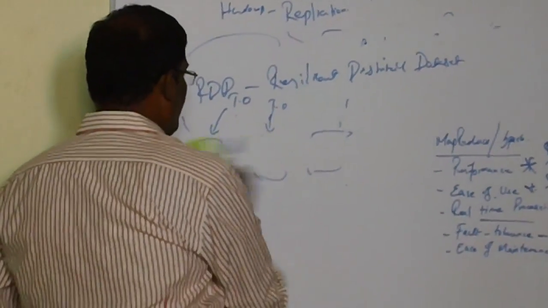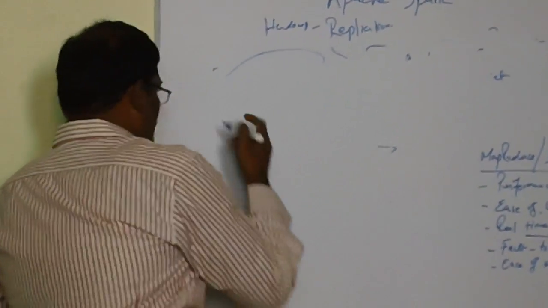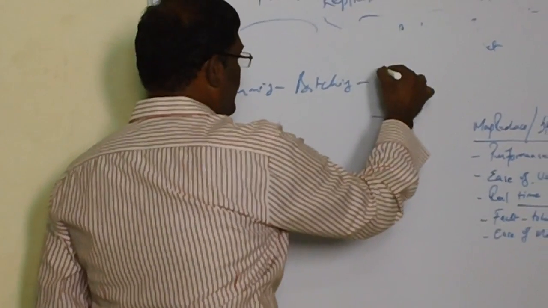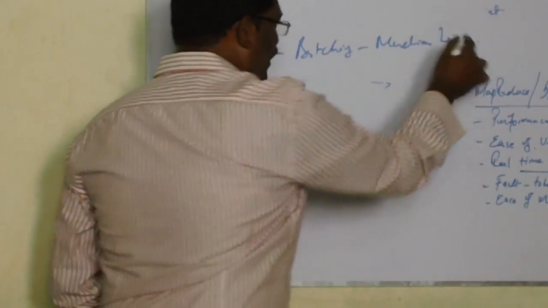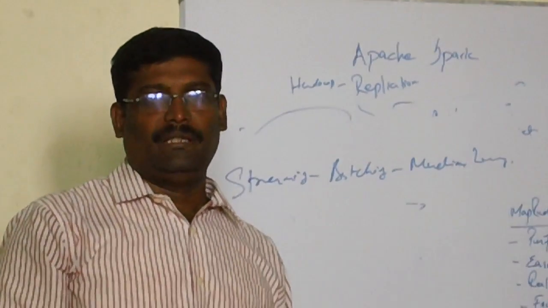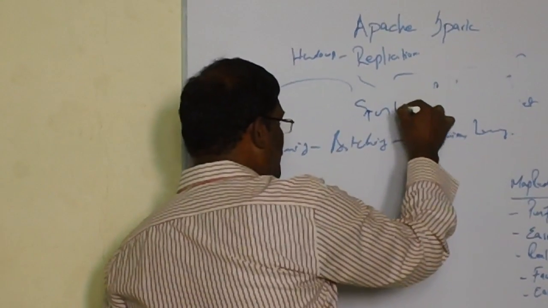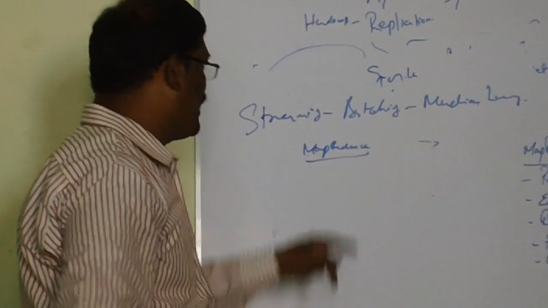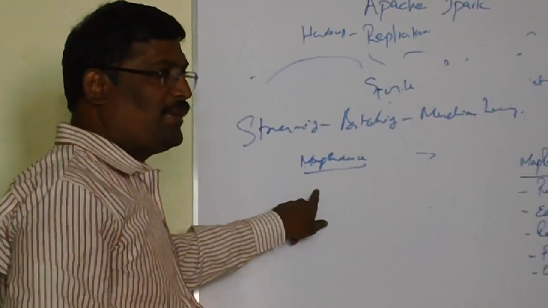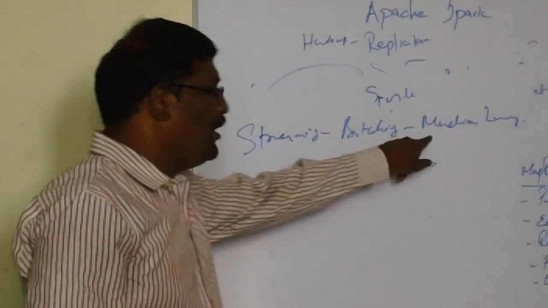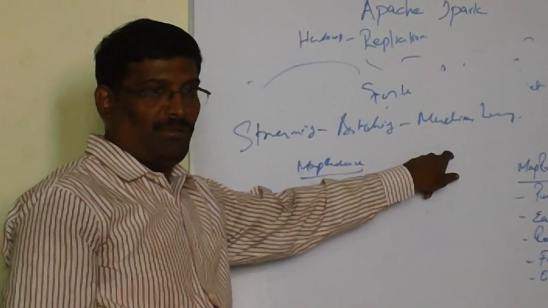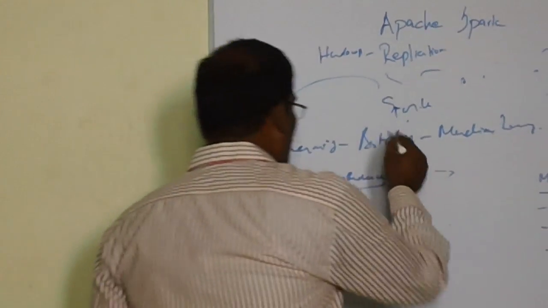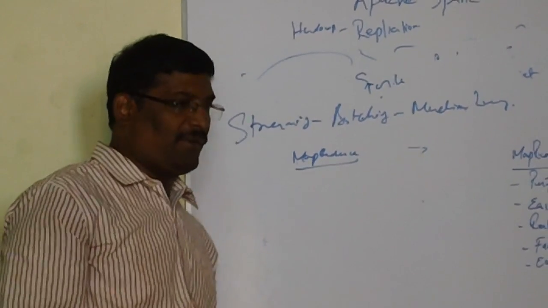In case of ease of maintenance, streaming, batching, and machine learning, all of this will be supported by Spark in the same cluster. But in case of MapReduce, which is very good at batching, for streaming we need to incorporate another platform like Storm or Impala. For machine learning, MapReduce needs to use Apache Mahout. So for all these complexities, a different setup needs to be done at the infrastructure level. But in case of Spark, streaming, batching, and machine learning, everything would be carried out by Spark itself.